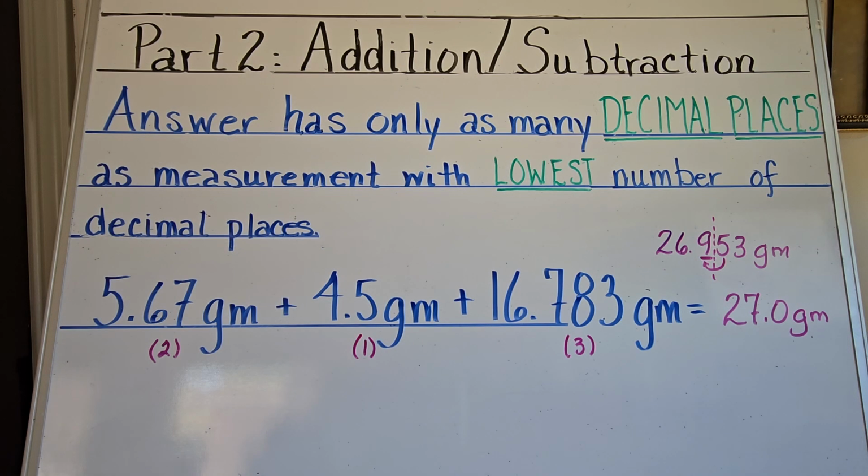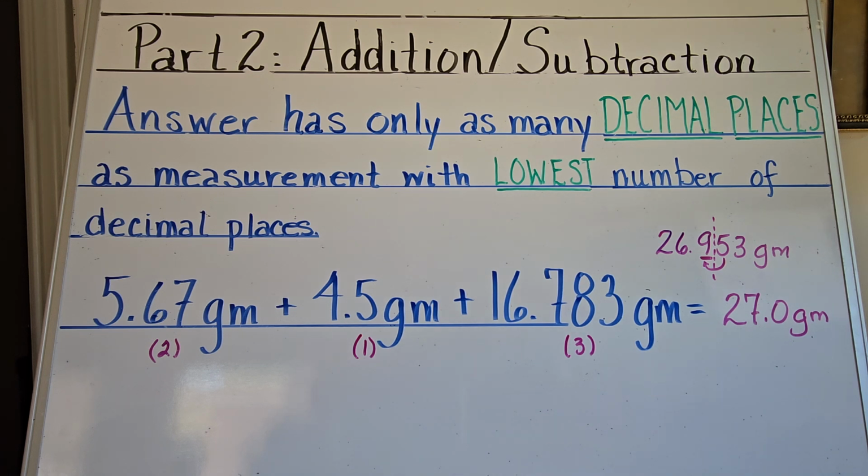Let's look at our second category of calculations. That is calculations involving addition and subtraction. The rule for these types of calculation is the answer of an addition-subtraction calculation can only have as many decimal places as the measurement with the lowest number of decimal places. Notice now we're looking at decimal places, not significant figures. Remember to tie decimal places with addition-subtraction calculations.